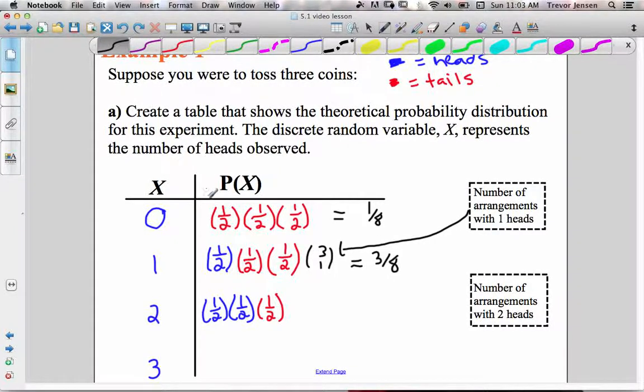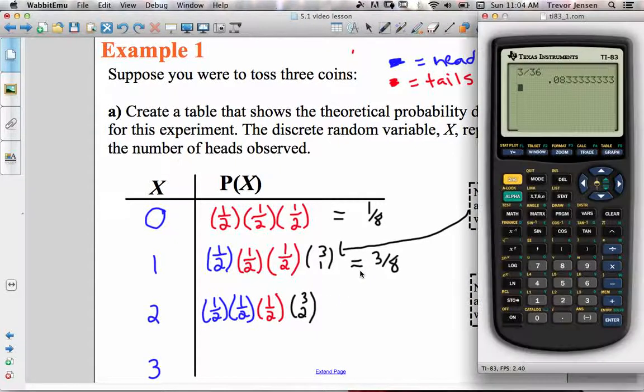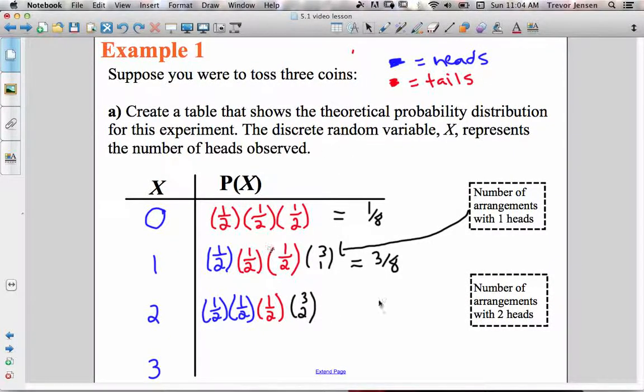You could think of it as, okay, I know two of my three spots have to be heads. How many ways out of my three spots could I choose two of them to be heads? So multiply by 3 choose 2. 3 choose 2 has a value of 3. And once again, if you don't remember that, on your calculator you could just type 3 math probability nCr 2. 3 choose 2 has a value of 3. That means there are 3 different ways we could choose two of the spots to be heads.